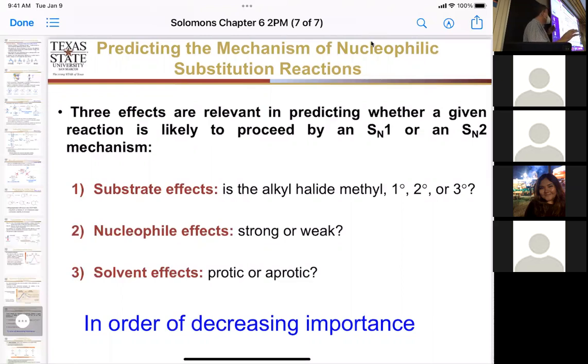The second thing we're going to look at is the nucleophile, strong or weak? We saw good nucleophiles have negative charges, poor nucleophiles have large bulky groups and/or are neutral, like water and methanol. And then the last thing we look at that can help decide whether it's SN1 or SN2 is the solvent. The solvent effect. Is it a protic solvent or an aprotic solvent? So we're going to use these rules and try to identify how we're going to get this.